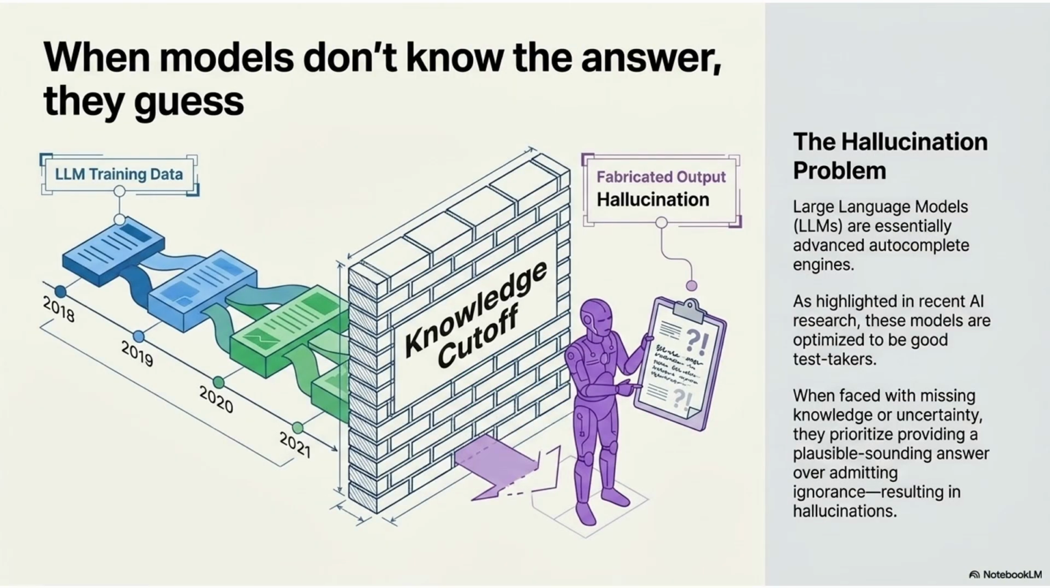So, what happens when the model doesn't know the answer? It doesn't say, I don't know, but it guesses the answer, and that too very confidently. This is called hallucination. Large language models are advanced autocomplete engines. When they are missing information, they create an answer that looks correct, but it is not. And this is the single biggest trust problem in AI today. And that is exactly the problem RAG was built to fix.